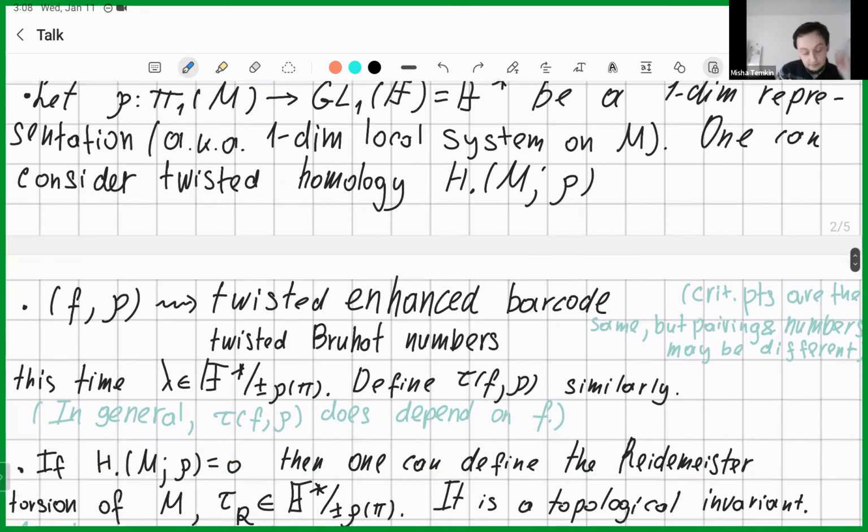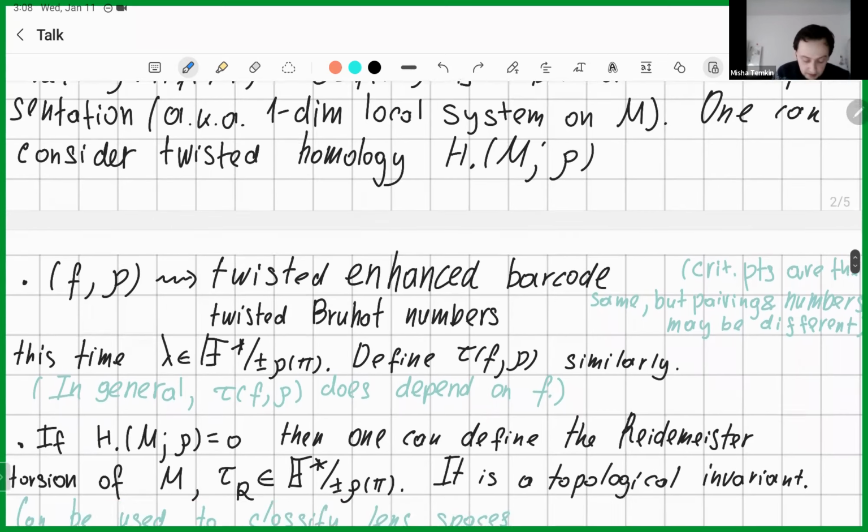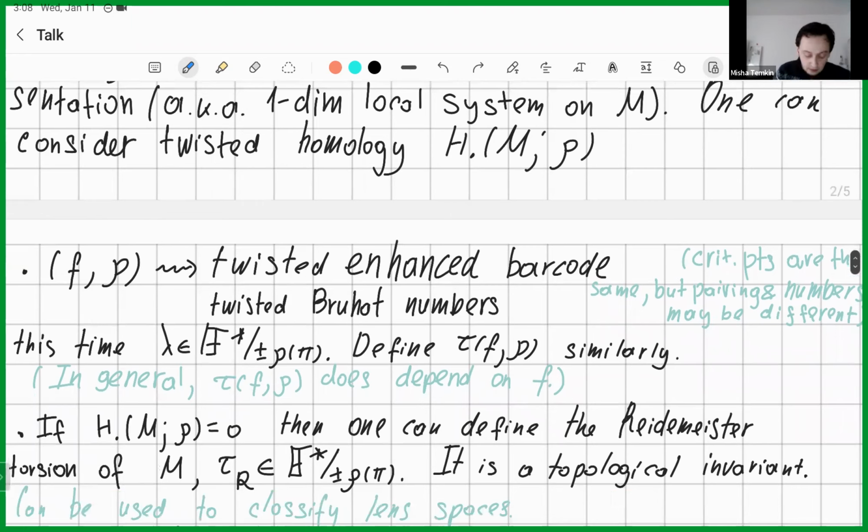which is precisely the acyclicity. If there is no twisted homology of M whatsoever in all the degrees, where the dot denotes all the degrees, then one can define the Reidemeister torsion of the manifold, denoted tau r, which lives precisely in the same quotient set. It is a topological invariant, a classical one. It can be used to classify the lens spaces.